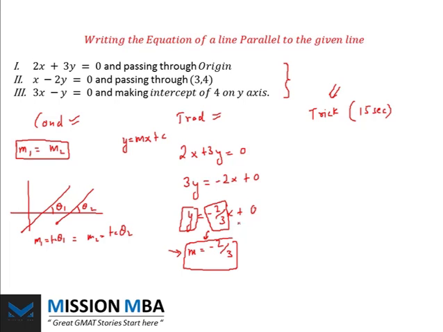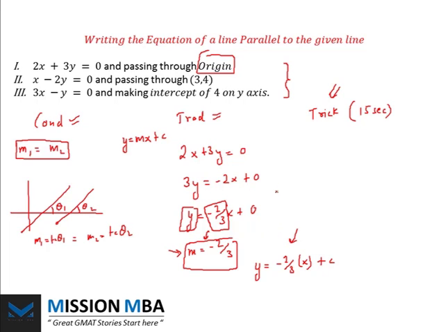So m equals minus 2 by 3. So the parallel line will also have the same m. Now my equation is y equals mx, which is minus 2 by 3 into x plus constant. And then you use it to satisfy this point, origin 0, 0. You will place it and get the answer. But now I'm not going to do it that way.